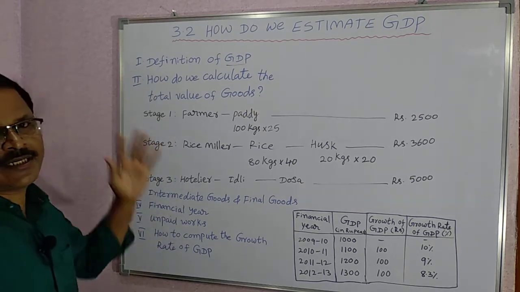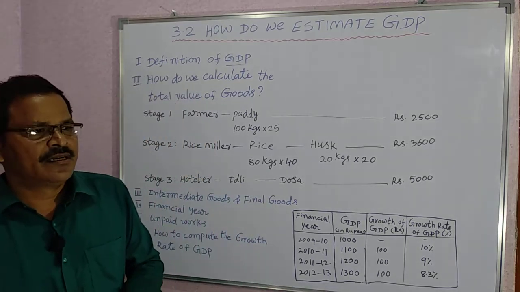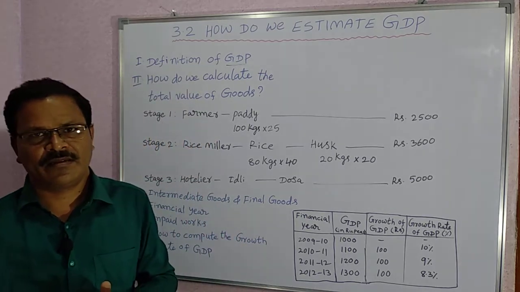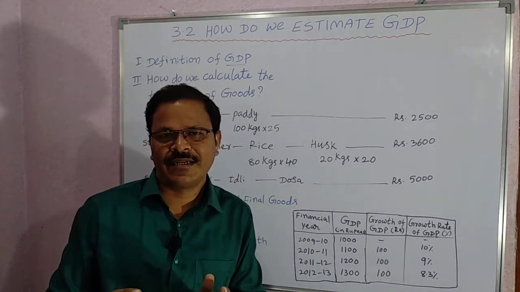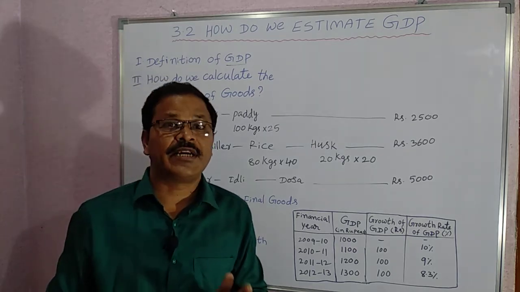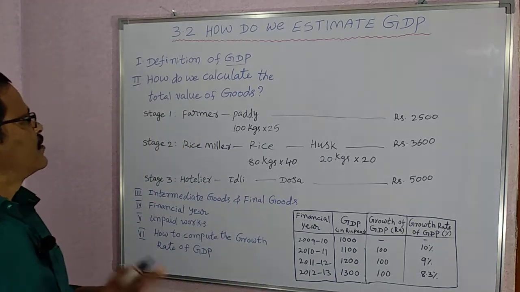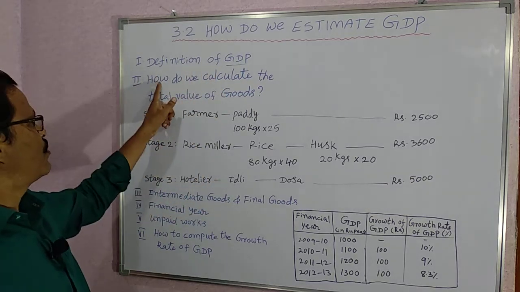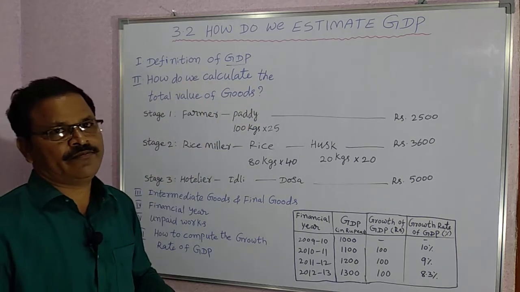The definition of GDP, we have already discussed it. Once again, I am repeating it. The total value of goods and services produced in a country during a particular year is called gross domestic product, GDP. The second question is, how do we calculate the total value of goods?